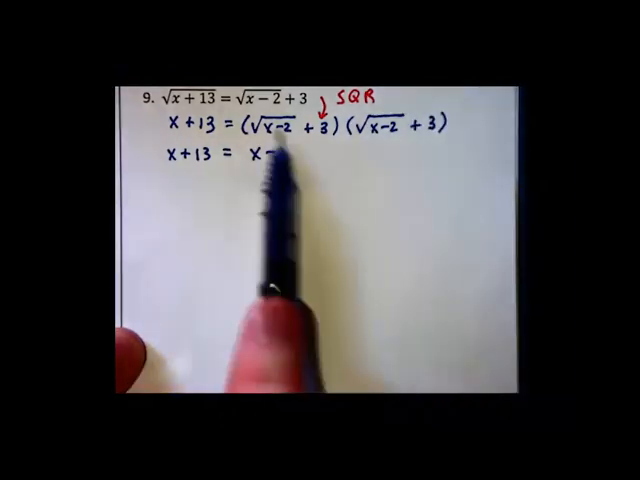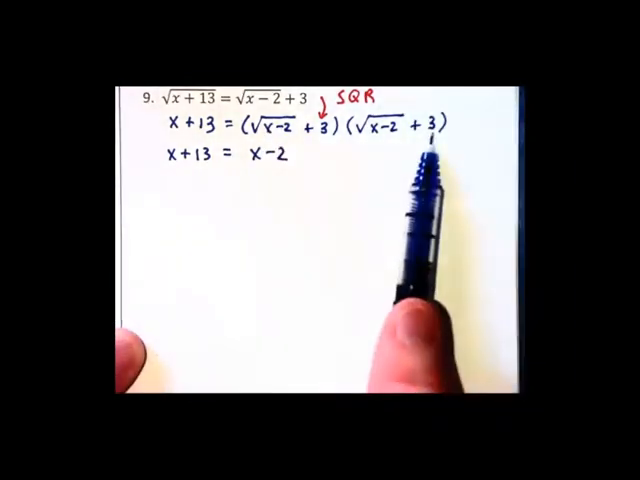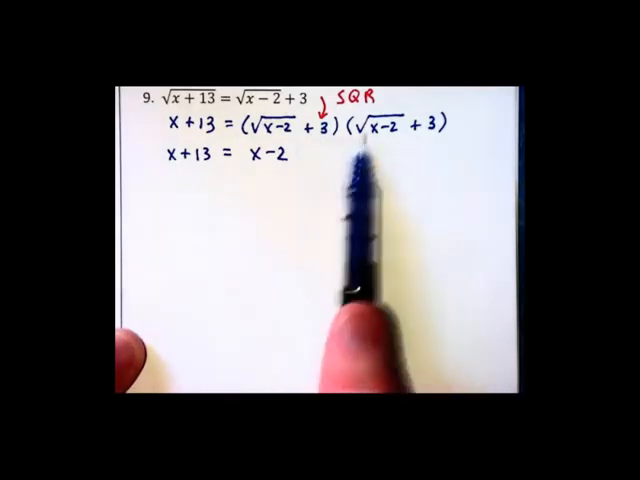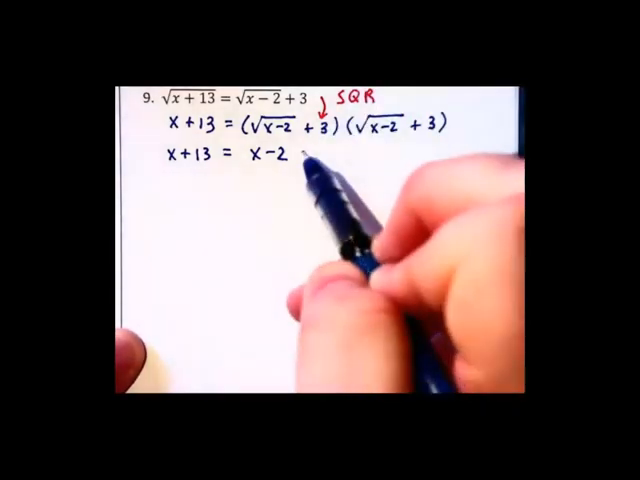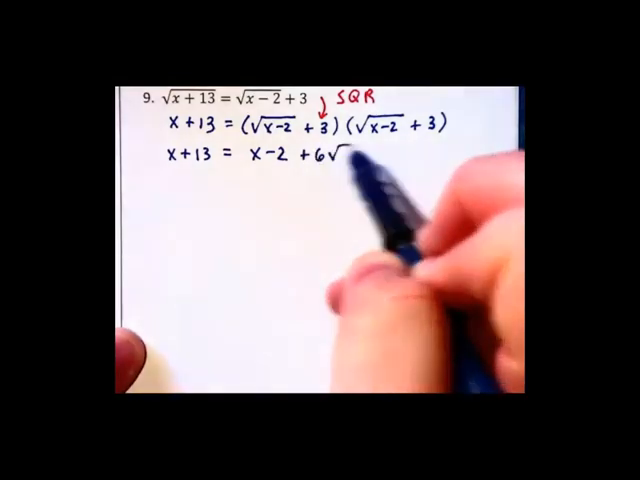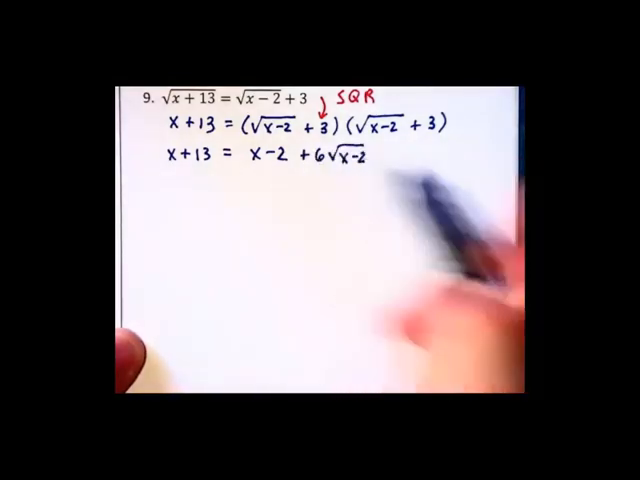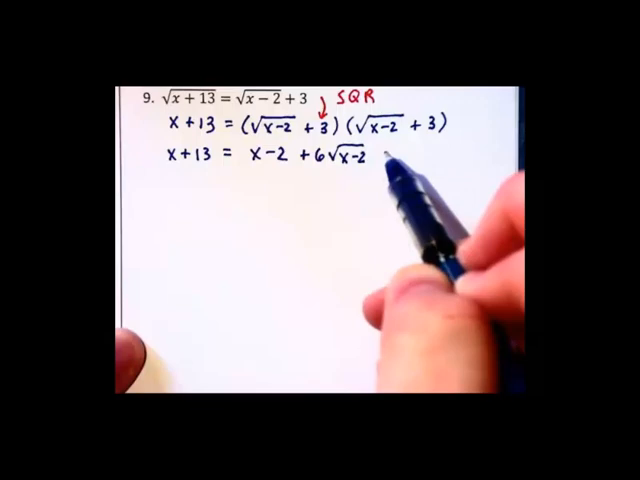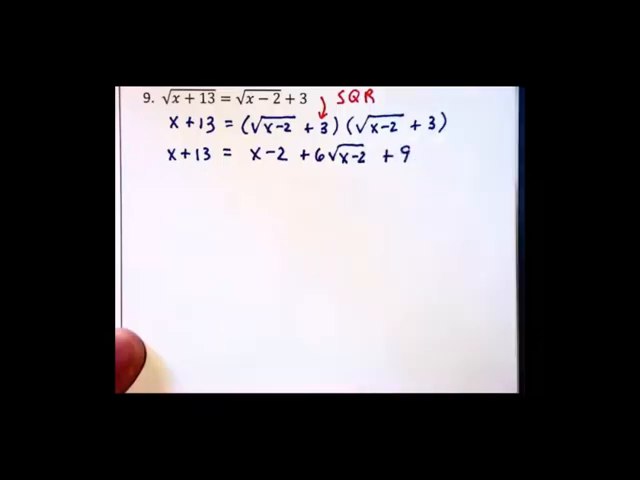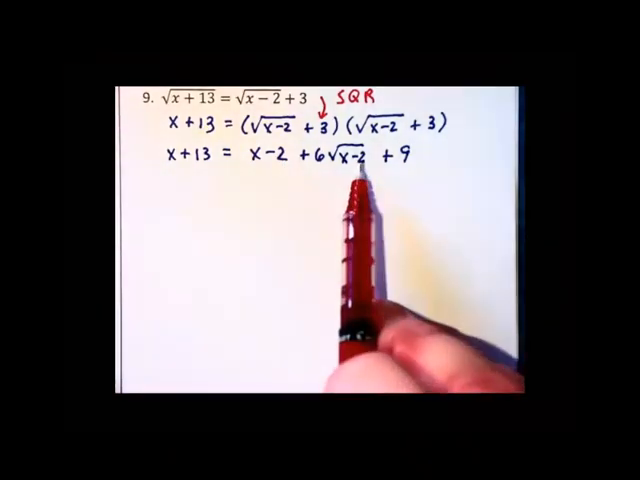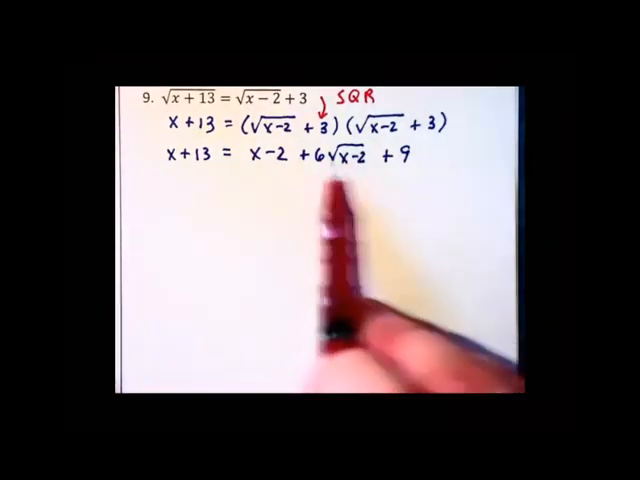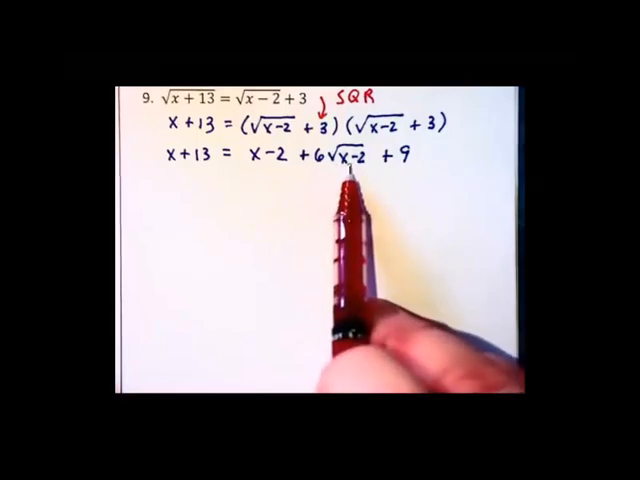Then outer part of FOIL is radical times 3, so 3 radical. Inner part of FOIL is 3 times radical, so 3 radical and 3 radical add together and make 6 roots of x minus 2. Then 3 times 3, the L part of FOIL, makes plus 9. Okay, I'm going to do a couple steps at once. Notice how we still have a radical in our problem. So the goal now is going to be isolate this radical and square again.